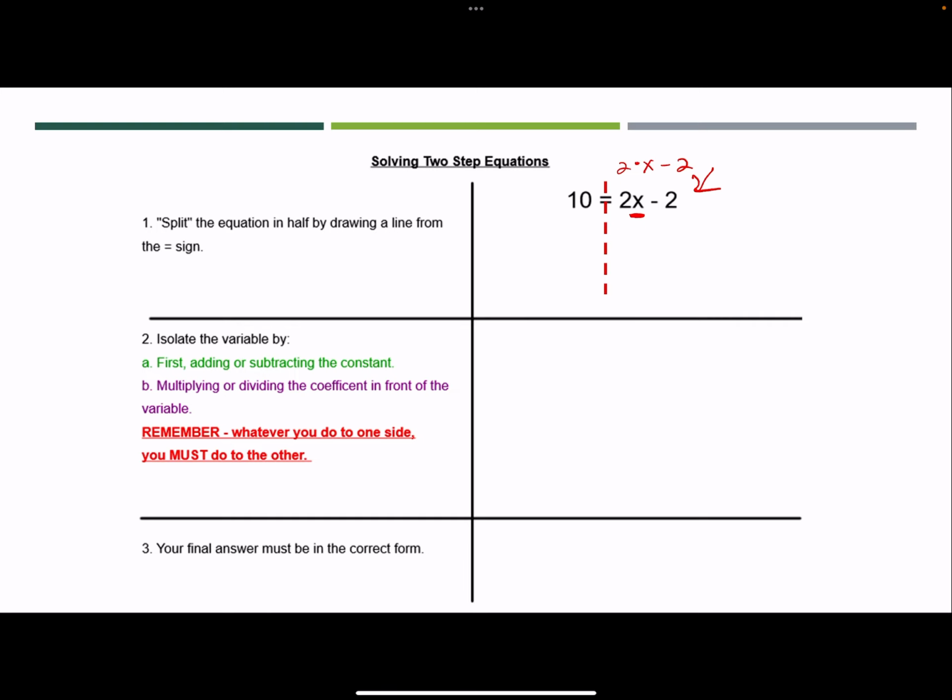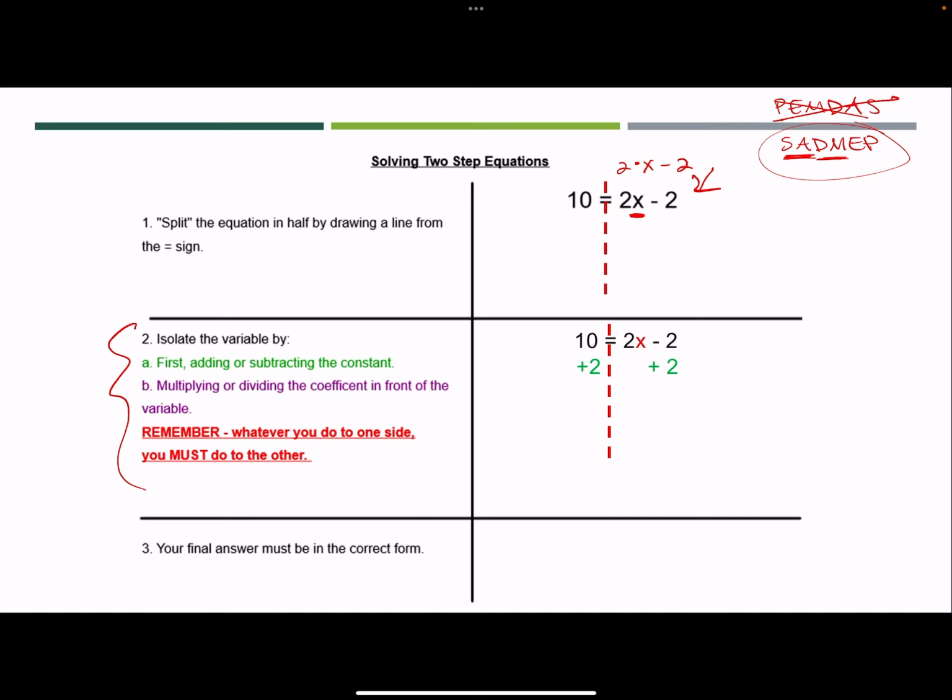Now here's the thing. We solve equations basically in the reverse order that we simplify expressions. So when we say simplify an expression, you think PEMDAS, right? When we solve an equation, we think SAD MEP. So you're going to do your subtractions or additions first, and then your divisions or multiplications. So PEMDAS is simplifying, SAD MEP is solving equations. So you can see down here, step 2. We're going to isolate the variable, or get it by itself, by adding or subtracting the constant first.